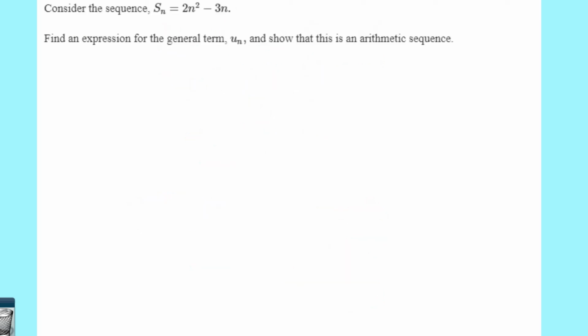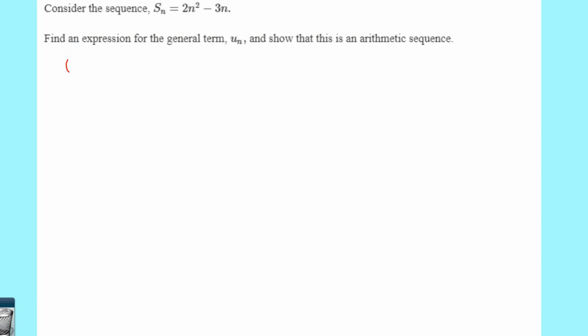All right, consider the sequence. Find an expression for the general term to show that this is an arithmetic sequence. Okay, so this one's a lot like the last one. So we want to find the general term. Well, remember what I just did. You can find, I don't know how to explain this.